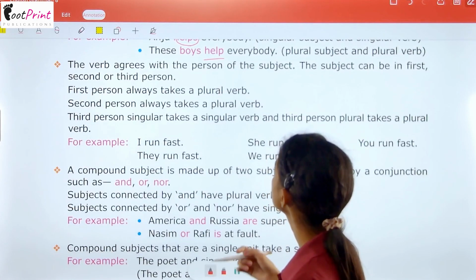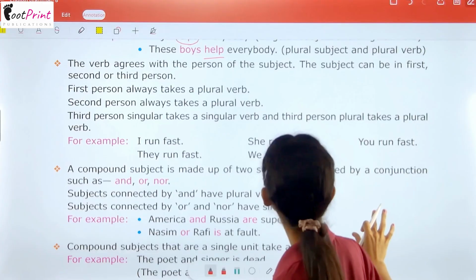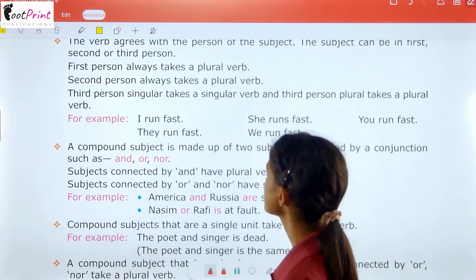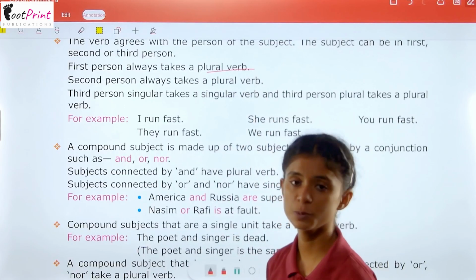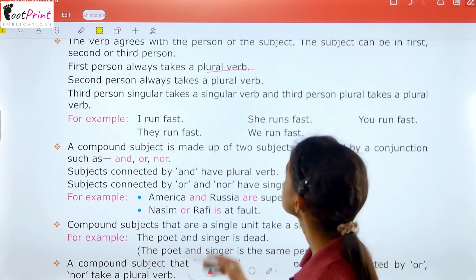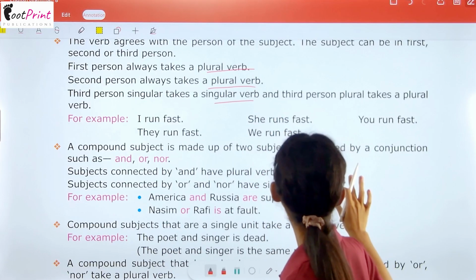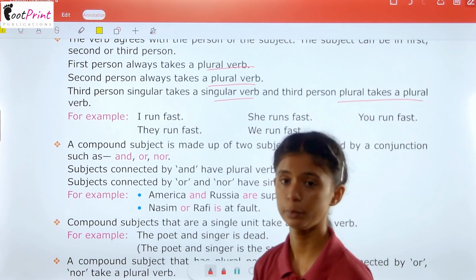The verb agrees with the person of the subject. The subject can be in first person, second person or third person. How? First person always takes a plural verb. Okay? Remember, first person takes a plural verb. Second person takes a plural verb. But the third person singular takes a singular verb. And third person plural takes a plural verb.